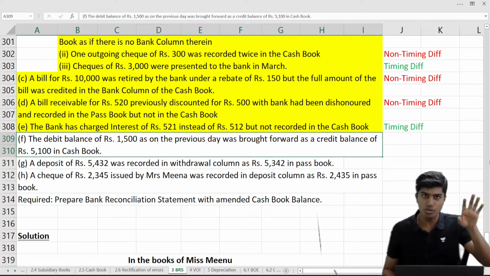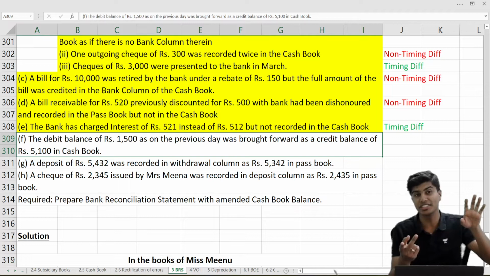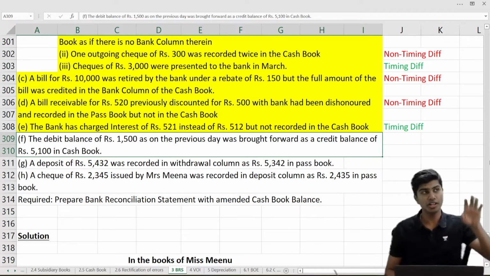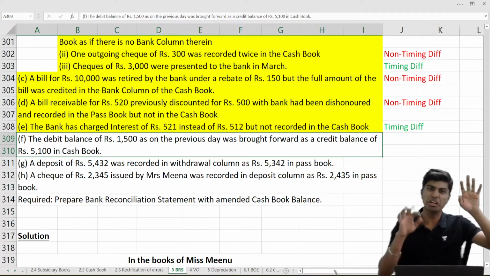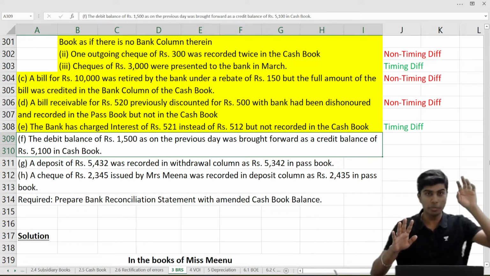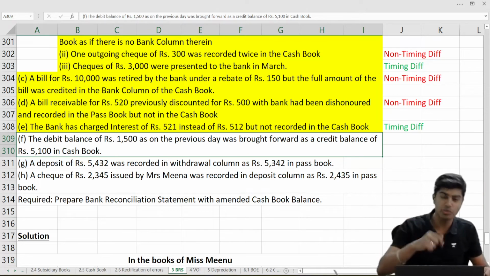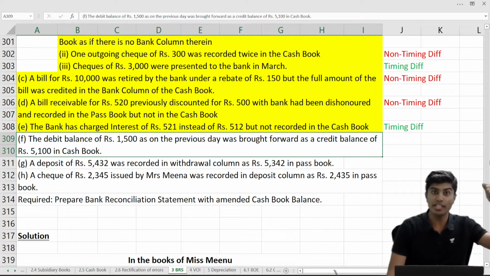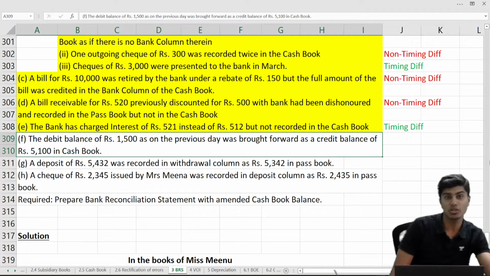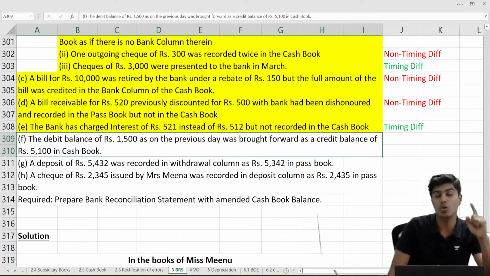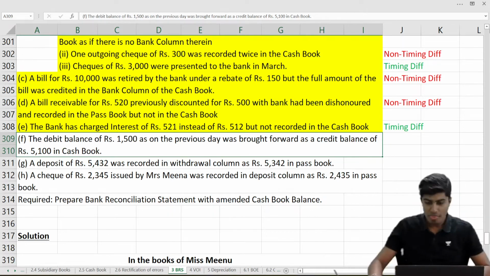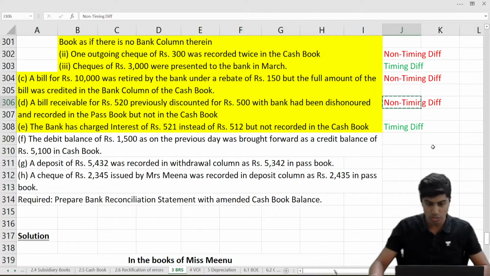Further, not writing is okay, but they wrote it wrongly on the credit side to the extent of 5100. Debit of 1500 has become credit of 5100. So debit of 1500 not recorded, I will debit 1500. Wrongly recorded as credit of 5100, to reverse that, again I will debit 5100. Totally, I will debit in my amended cash book 6600 rupees, that is 1500 plus 5100. This is an error in the cash book. So this, my friends, is a non-timing difference.